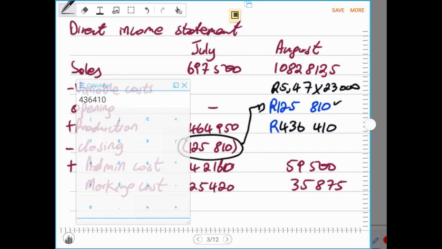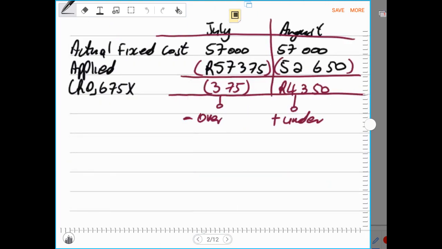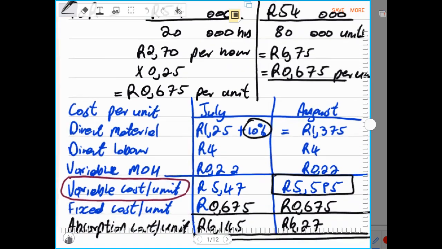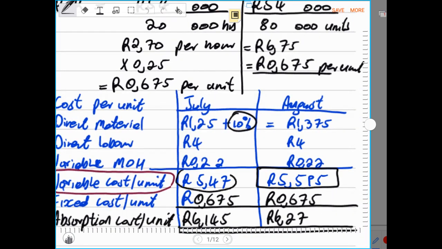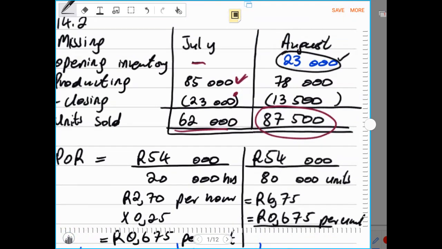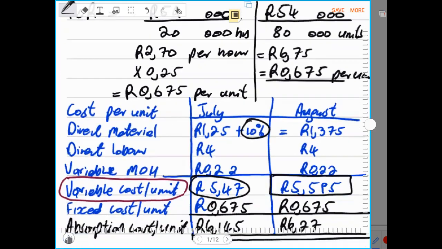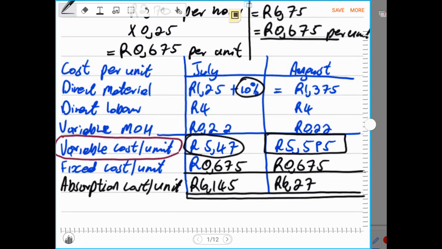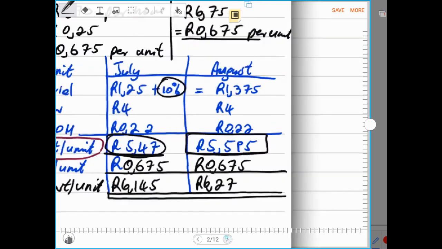If you want to prove this, just to make sure that you are clear with this, we took the 5.47 and multiplied that by the opening units, which is the opening of 23,000, because the opening of 23,000 was the closing in the month of July, which was produced in the month of July. So that is why we say it was produced in July, and the cost of July was how much? The cost of July was 5.47, not 5.595. Please take this into consideration whenever you are doing this topic.